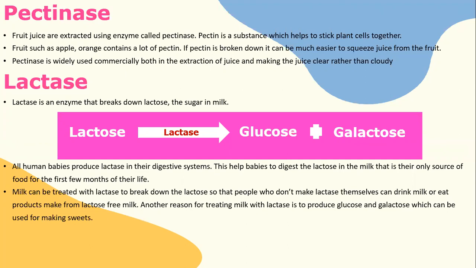Lactase. Lactase is an enzyme that breaks down lactose, the sugar in milk. Lactase acts on lactose to produce glucose plus galactose. All human babies produce lactase in their digestive system. This helps babies to digest the lactose in the milk that is their only source of food for the first few months of their life.